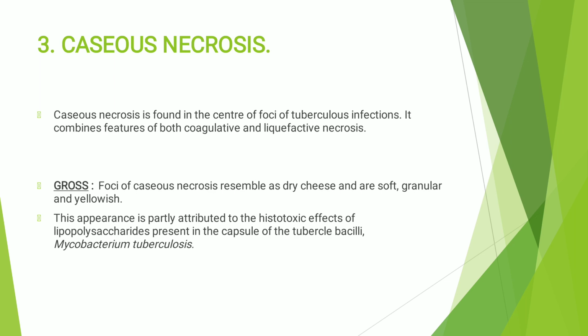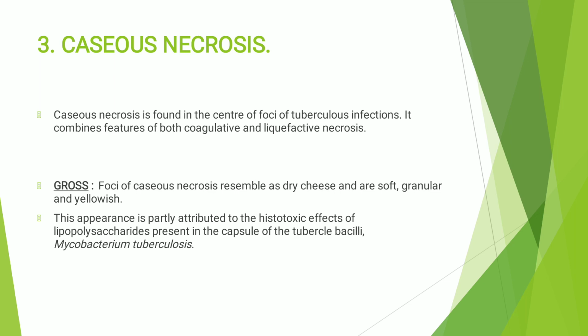Third is caseous necrosis. Caseous necrosis is found in the center of foci of tuberculous infections. It combines features of both coagulative and liquefactive necrosis. On gross, there are foci of caseous necrosis resembling dry cheese and are soft, granular, and yellowish.